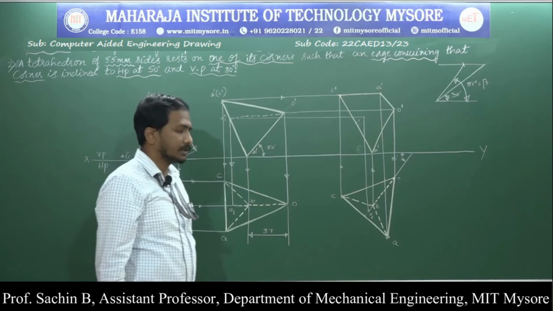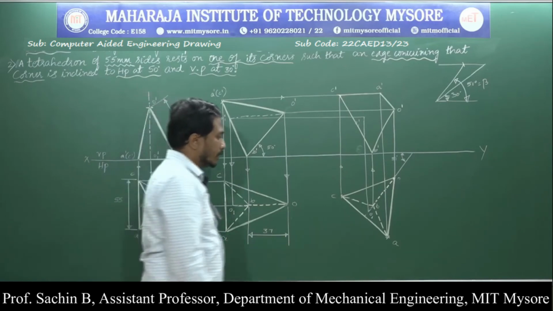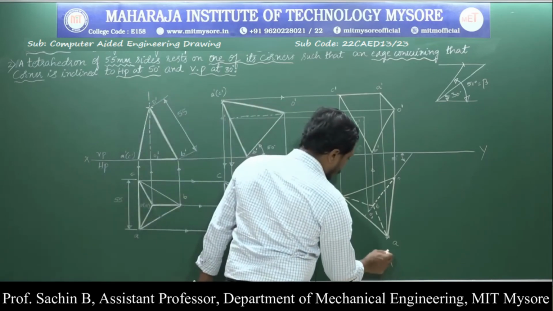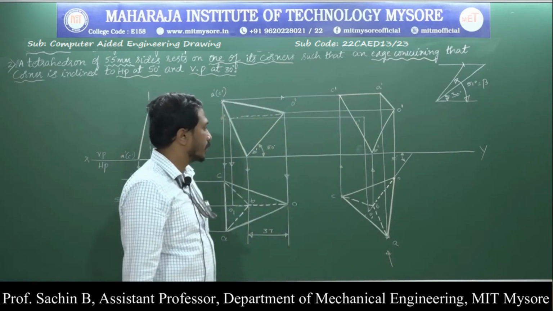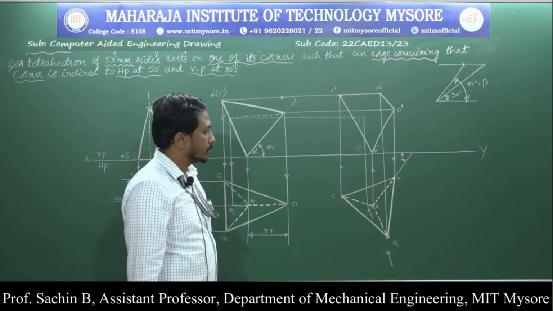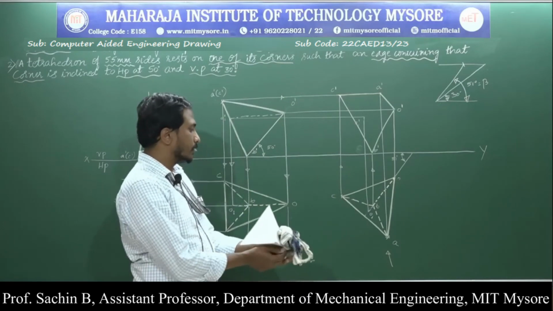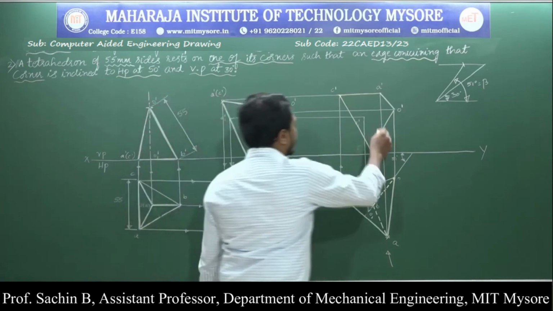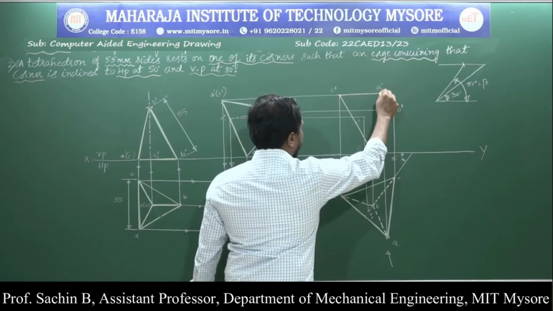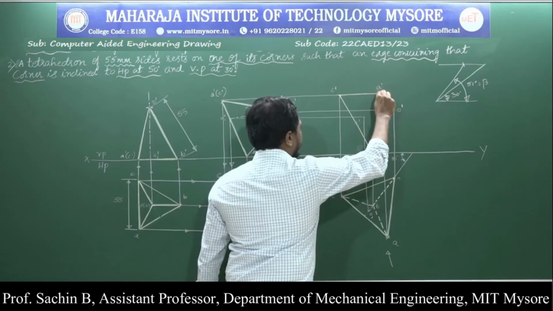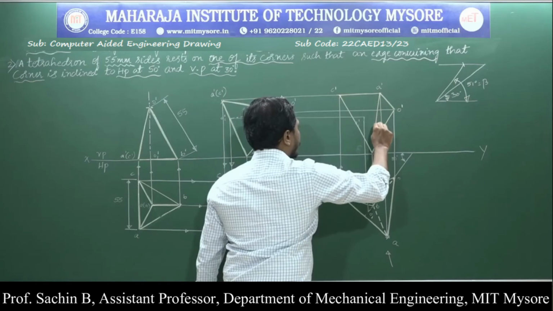Next, I will go for the second concept, that is, from the front view to the observer, the faces and edges near to the observer are clearly visible. According to it, the base part, that is ABC, is clearly visible for us. Already A dash to B dash, B dash to C dash, and C dash to A dash are clearly visible for us.